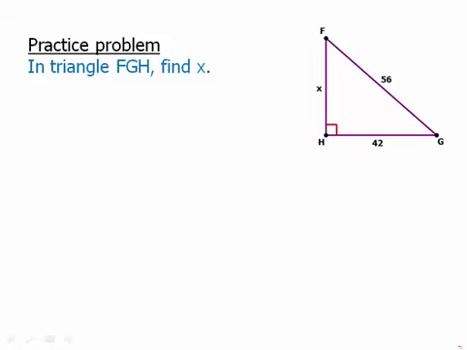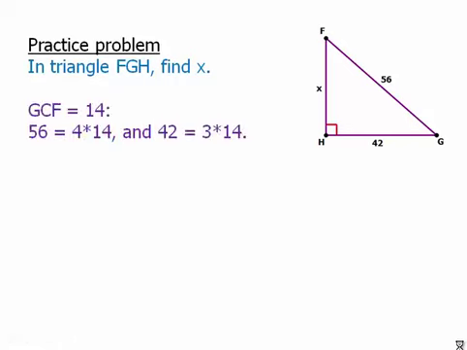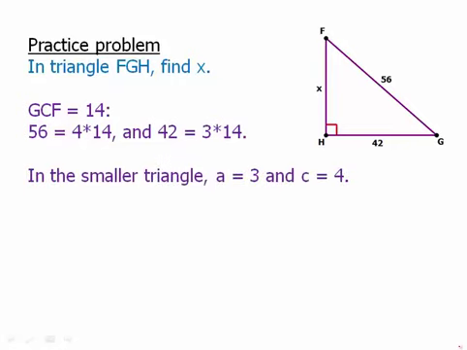Okay, so obviously from what we've been talking about, we do not want to get into squaring 42 and squaring 56 and getting those huge numbers. We don't want to do that. Instead, we find the greatest common factor, which is 14. And 56 is 4 times 14, 42 is 3 times 14, so we'll just scale down to a leg of 3 and a hypotenuse of 4.